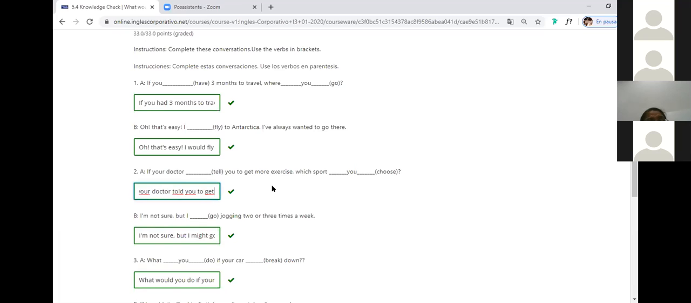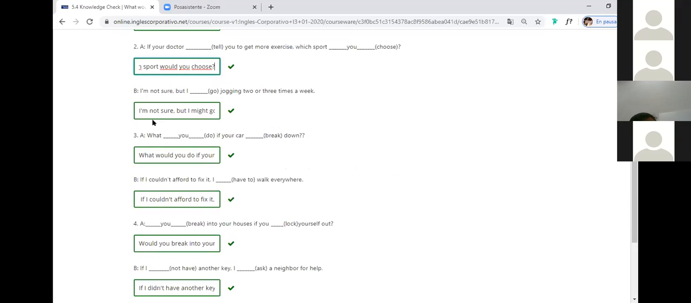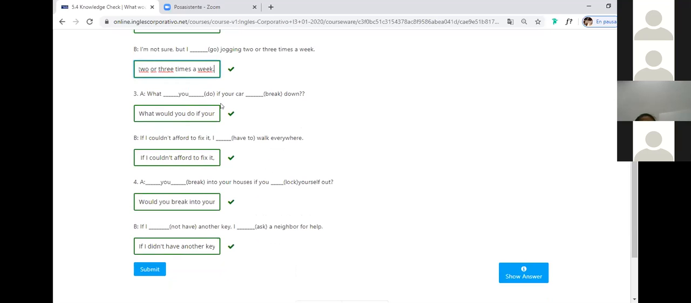Which sport would you choose? Choose, ajá. I am not sure, comma, but I might go jogging two or three times a week. Recuerden estas cosas. Eli la va copiando. Times. Siguiente.